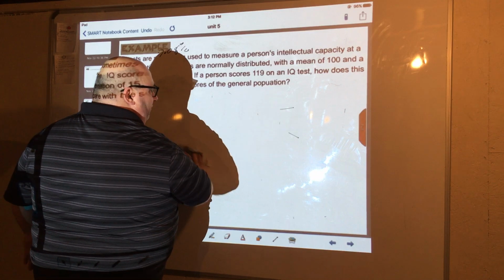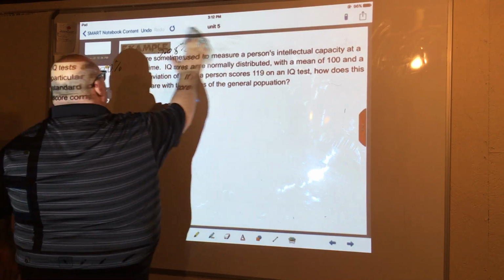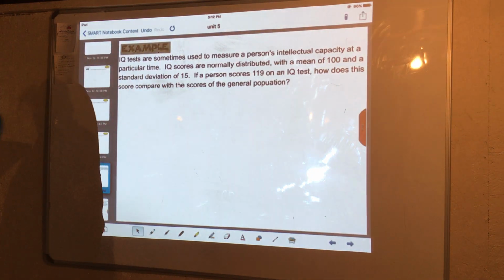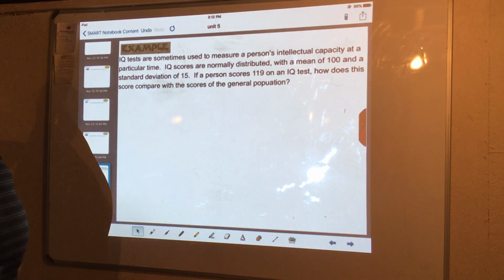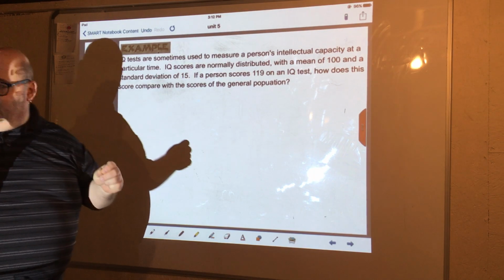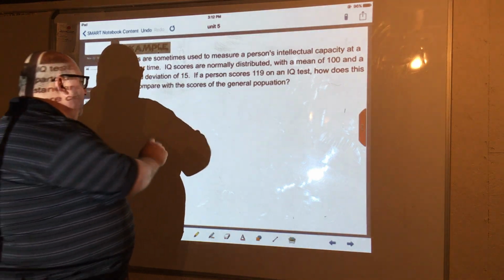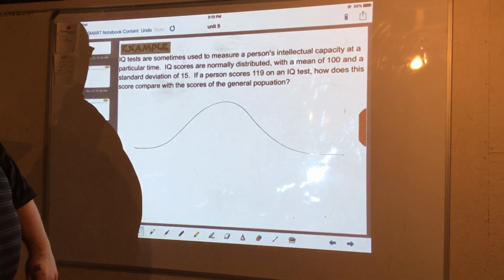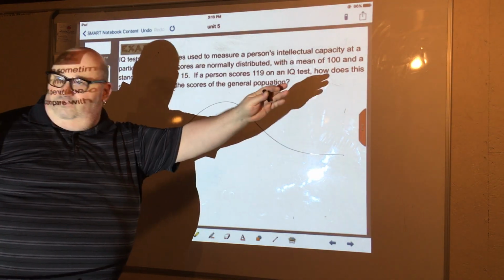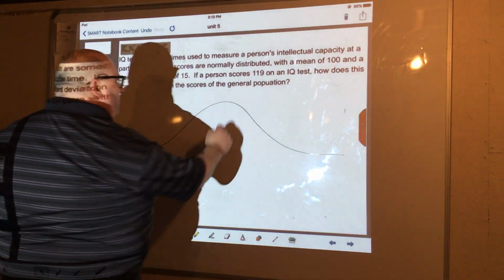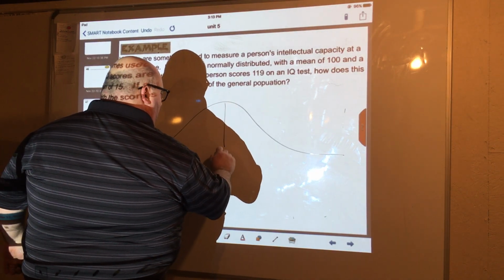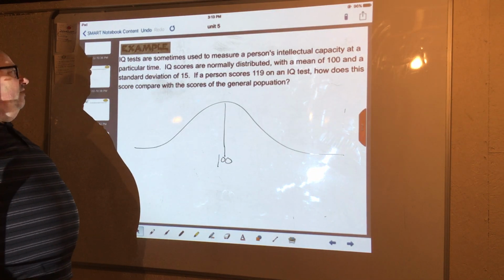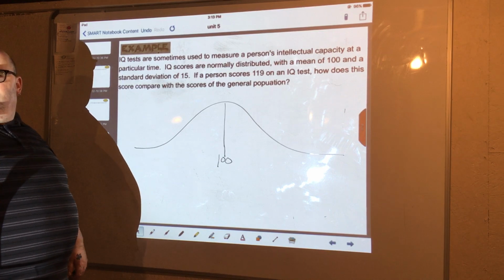Yes, IQ tests follow a normal distribution curve. Here's how we do these kinds of questions. IQ scores are normally distributed, and that's the key word. Normally distributed means that it follows this normal distribution curve, the same on both sides, with a mean of 100. Most people are around 100, that's the average, the mean, and a standard deviation of 15.